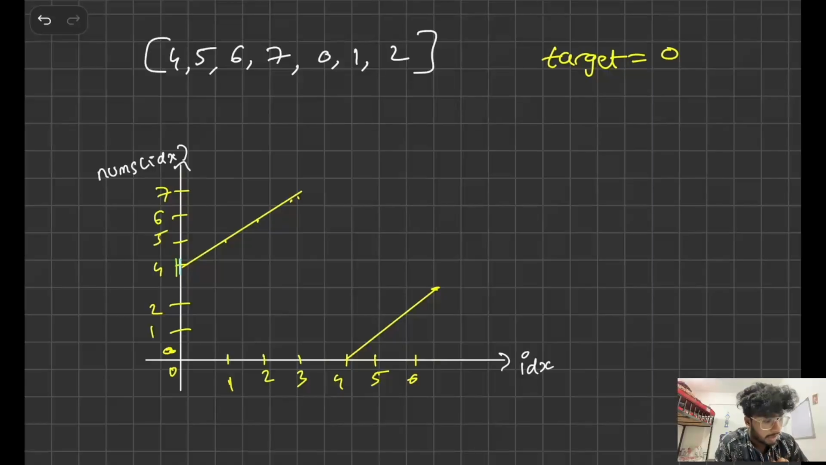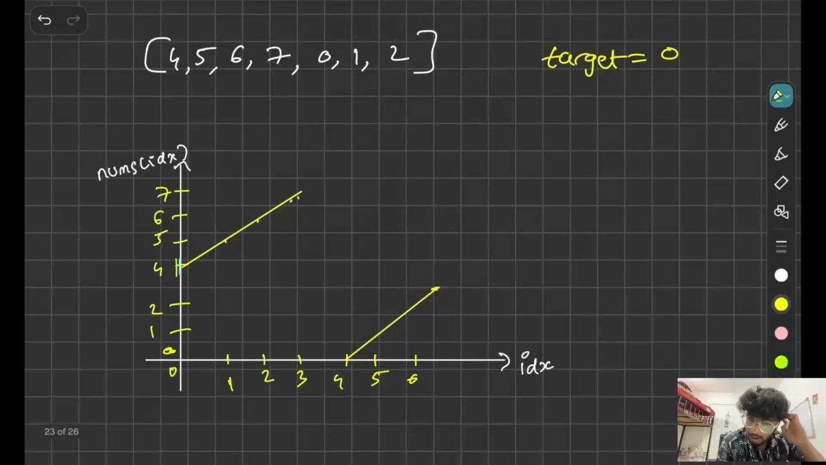I have drawn the graph of this array as well. So as you can see, this is the graph of the array. On the x-axis, we have the indexes, which is 0, 1, 2, 3, etc. And on the y-axis, we have nums of idx, right? So there's one simple observation I need you to make here.